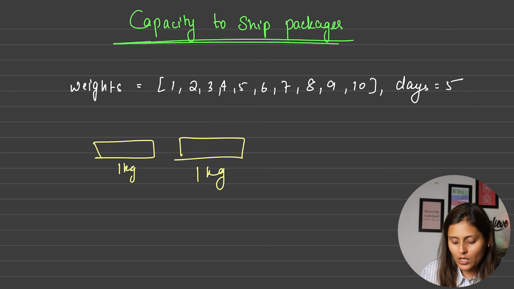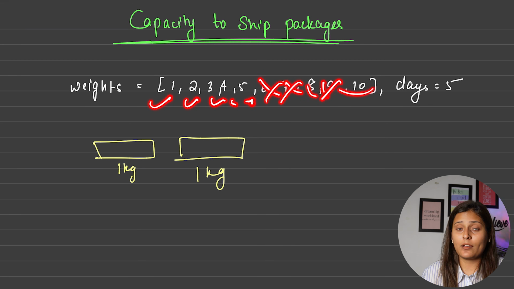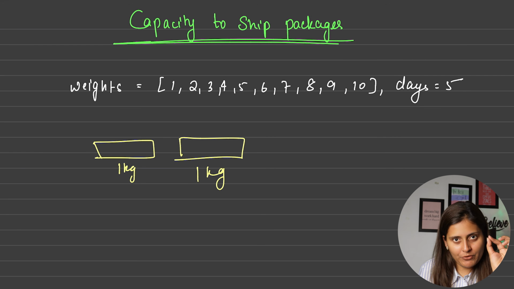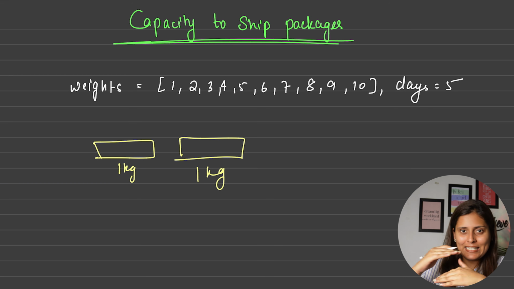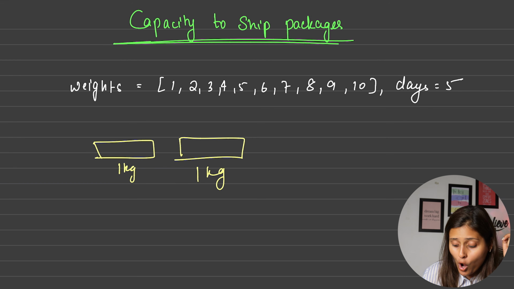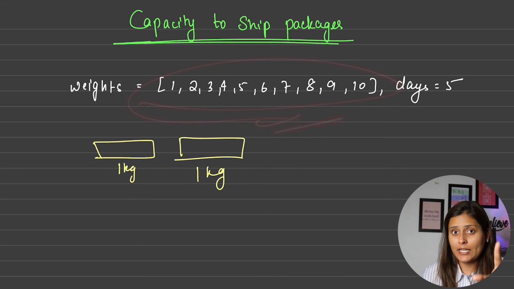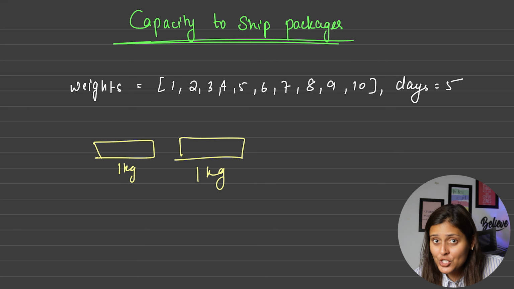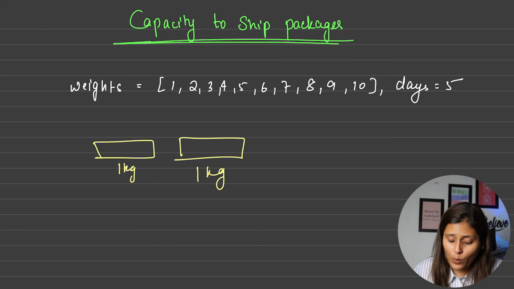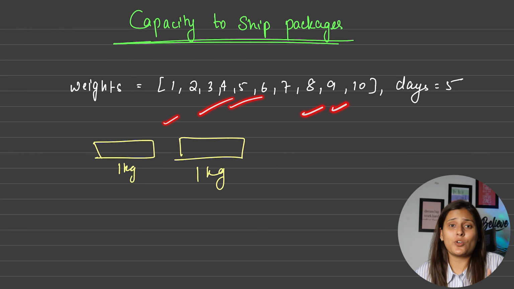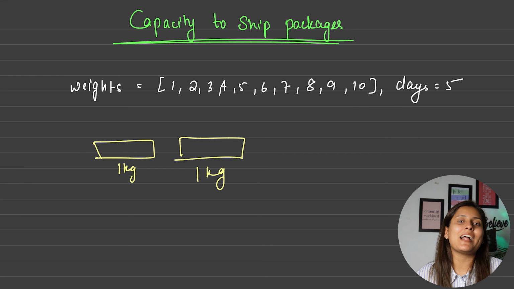Okay. Can I take 5 kg? 1, 2, 3, 4, 5 I can take, but 6, 7, 8, 9, 10 I cannot pick. So hence we have to give the minimum ship weightage, but it should be in some range such that all packages should be traveled, correct? All packages should be shipped. So hence you just saw that with 1, 2 till 5 till 9 also it was not possible. So with what minimum value is it possible?